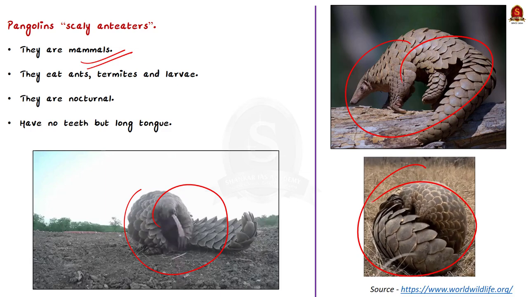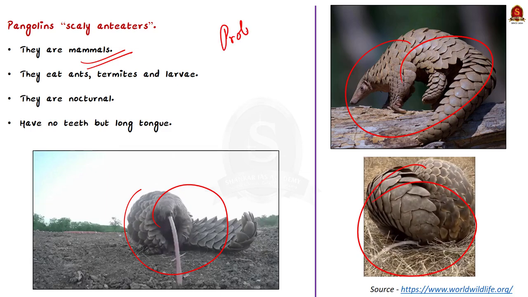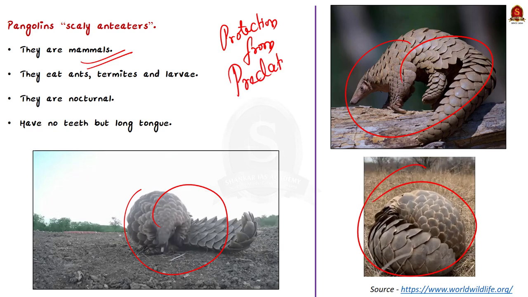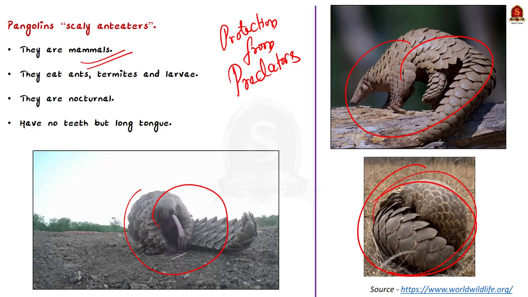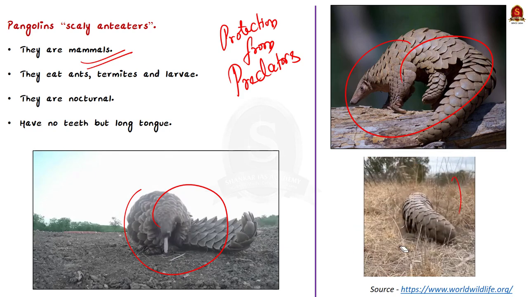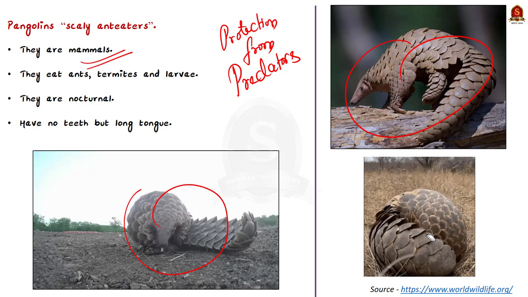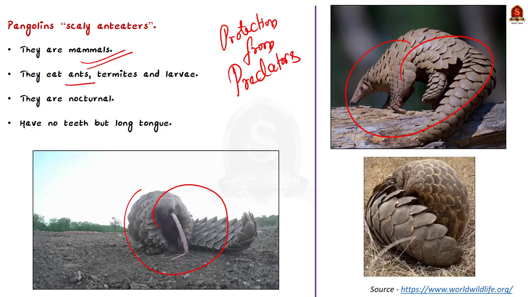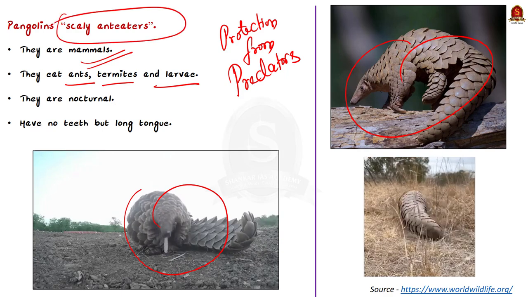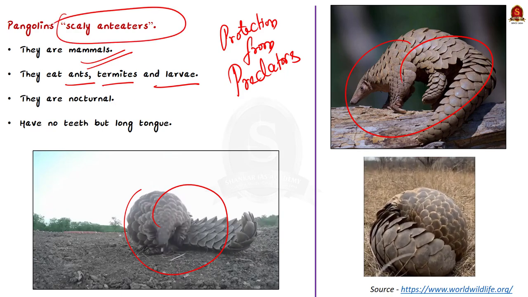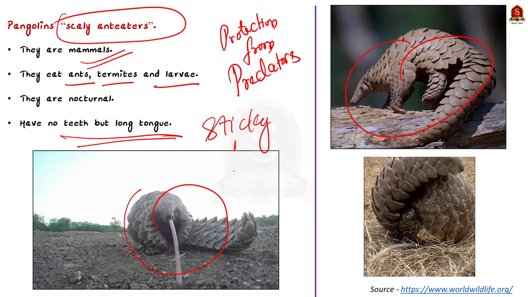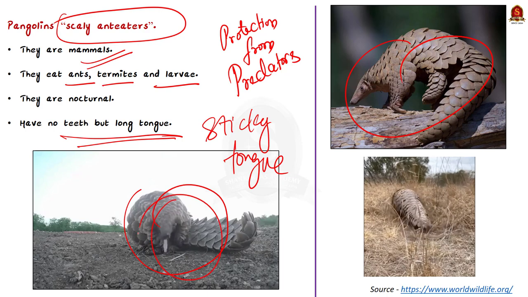See, they use these scales to protect themselves from predators in the wild. That is, if under threat, pangolins will immediately curl into a tight ball and will use their sharp scaled tails to defend themselves. And this is how they survive from their predators. See, pangolins, they eat ants, termites and larvae and are often known as the scaly anteaters. They have no teeth and they pick up food with their sticky tongue. Know that their tongue can sometimes reach lengths greater than the animal's body.